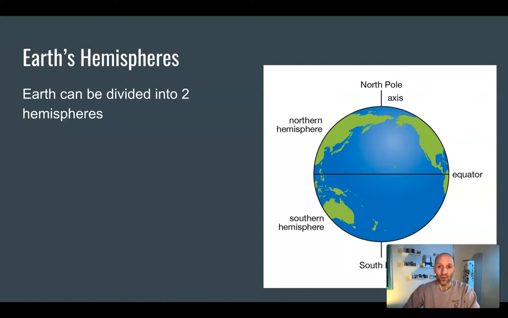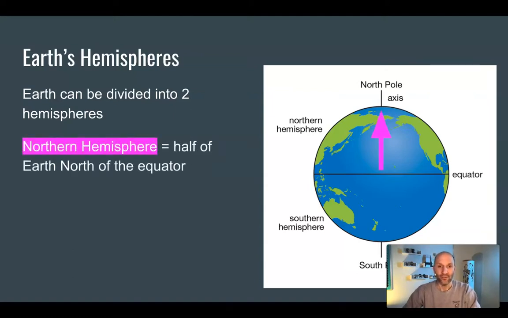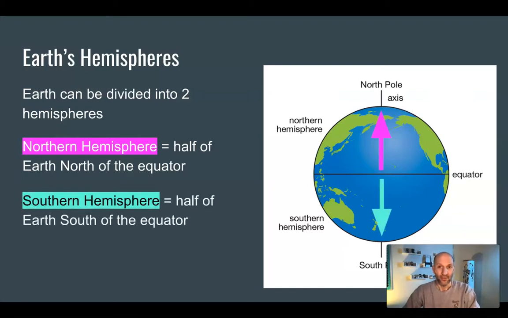To understand seasons, we also need a new vocabulary word. We're going to be talking about hemispheres. Hemisphere just means half of a sphere. And we can cut Earth into two hemispheres. You'll remember that the equator is the imaginary line that runs around the middle of Earth. So the northern hemisphere would be the half of Earth that is north of the equator, and the southern hemisphere is the half of Earth below the equator, or to the south of the equator.